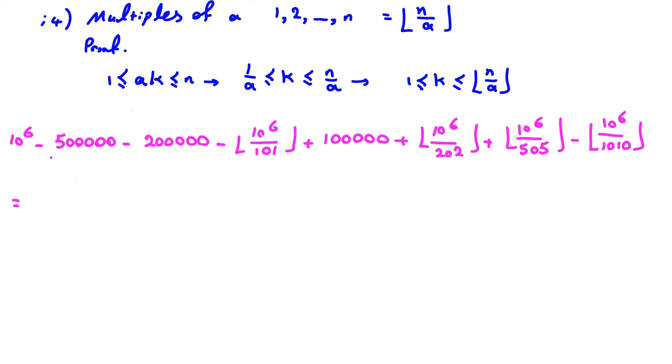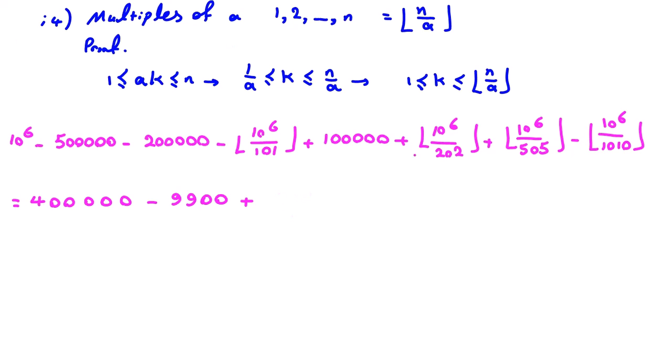Okay, let's calculate. 10 to the 6 minus 500,000, 200,000, minus 700,000, and it will be 300,000. Minus, next one is what? Is 10 to the 6 over 101. If we calculate, it will be minus 9,900, plus 100,000. Here we can change it to 400,000.